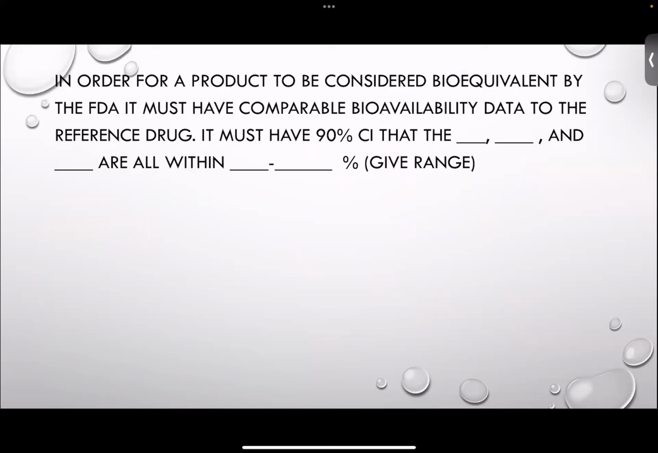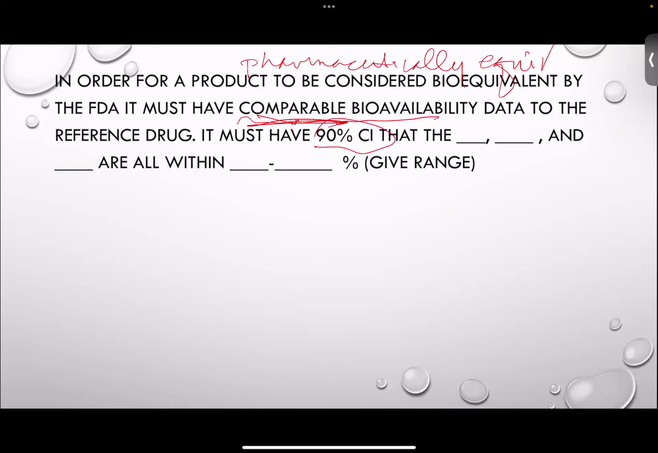In order for a product to be considered bioequivalent by the FDA, it must have comparable, well, first of all, it must be pharmaceutically equivalent, which means it's the same therapeutic moiety, same dosing form, same amount, same dose, and it can't be different salt forms or anything like that. So it must be the same drug. And then have comparable bioavailability, and comparable is the key term here, to the reference drug.